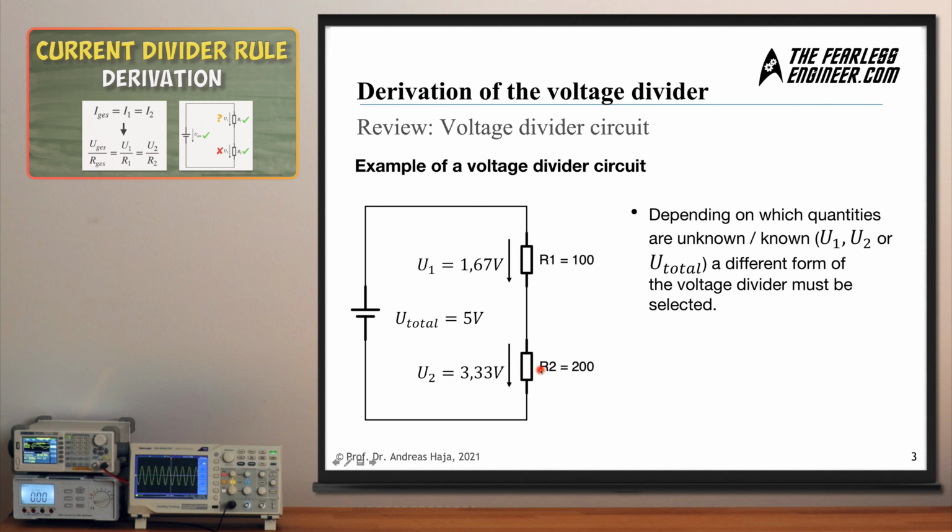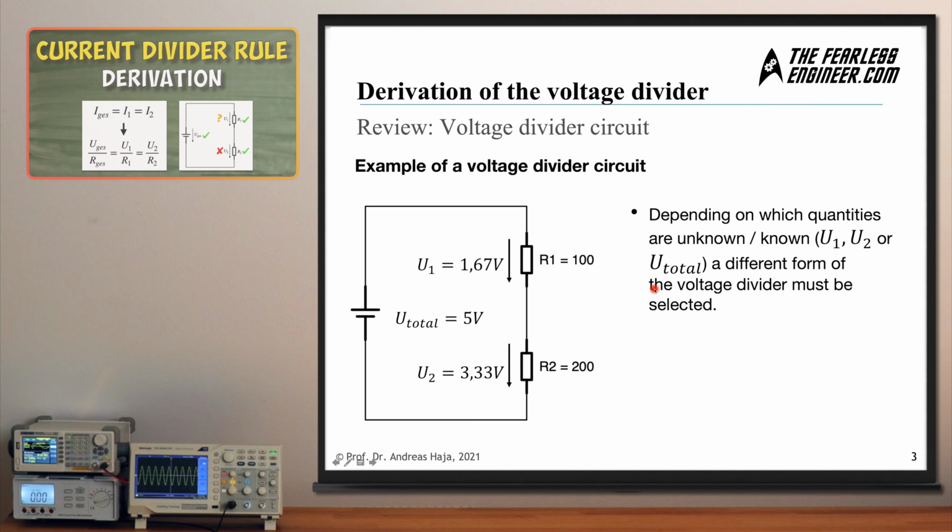And if you look at this ratio of voltages versus the ratio of resistance values, you can see that the ratio of resistances is directly proportional. It's even identical to the ratio of voltages. So 100 by 200 is identical to 1.67 by 3.33.